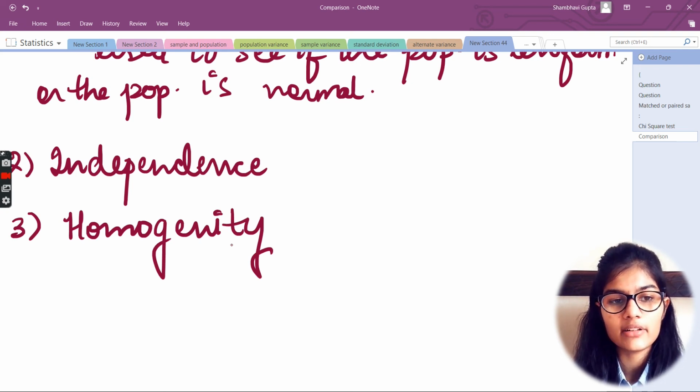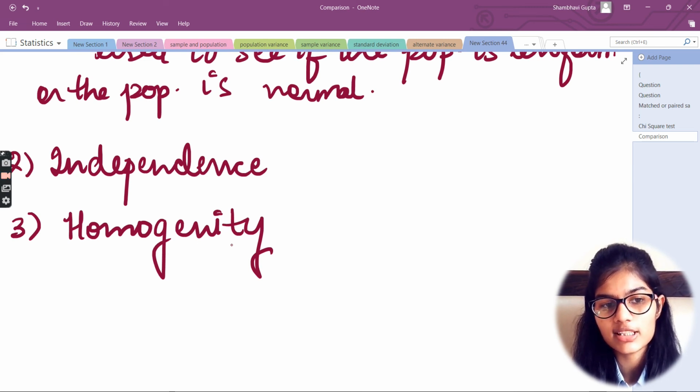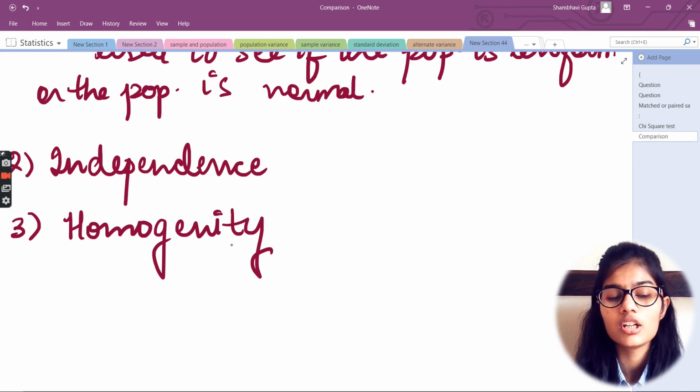Fine. Again, there are two types of hypothesis: the null hypothesis and the alternate hypothesis. For null, we have that the two populations follow the same distribution, and for the alternate hypothesis, we have that the two populations have different distributions. So in the null we have the same, and in the alternate we have the different, right? So this was the summary regarding all three: goodness of fit, independence, and homogeneity.